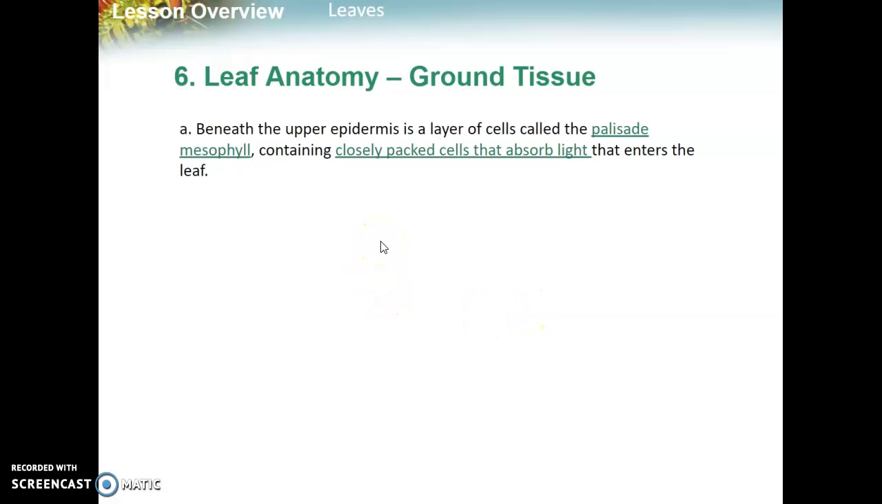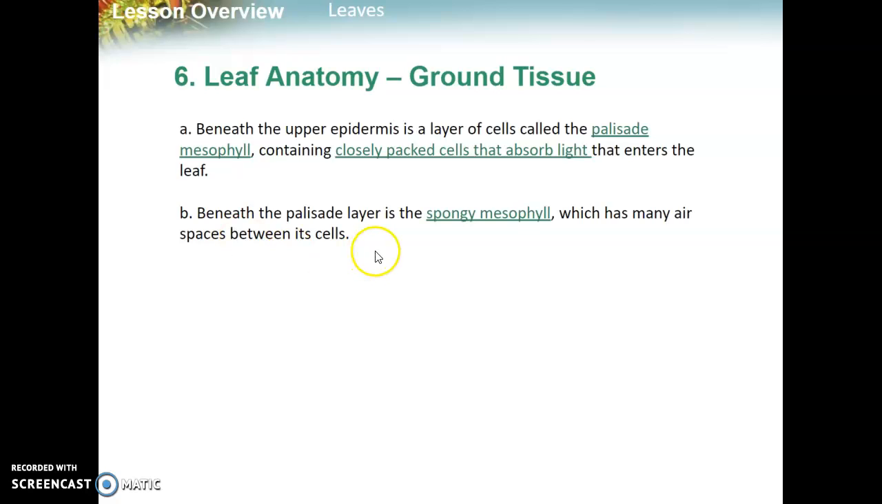So the ground tissue is where this photosynthesis actually takes place. Right underneath the epidermis is a layer of cells called the Palisade Mesophyll, and they're tightly packed together so they can absorb light, sunlight coming in and hitting the top of the leaf. And underneath that is a layer of tissue called the Spongy Mesophyll, where the cells are further apart and they have a lot of air spaces. Just like a sponge has holes in it, there seem to be holes in the leaf, where the cells are not, and there's just air space inside the leaf.